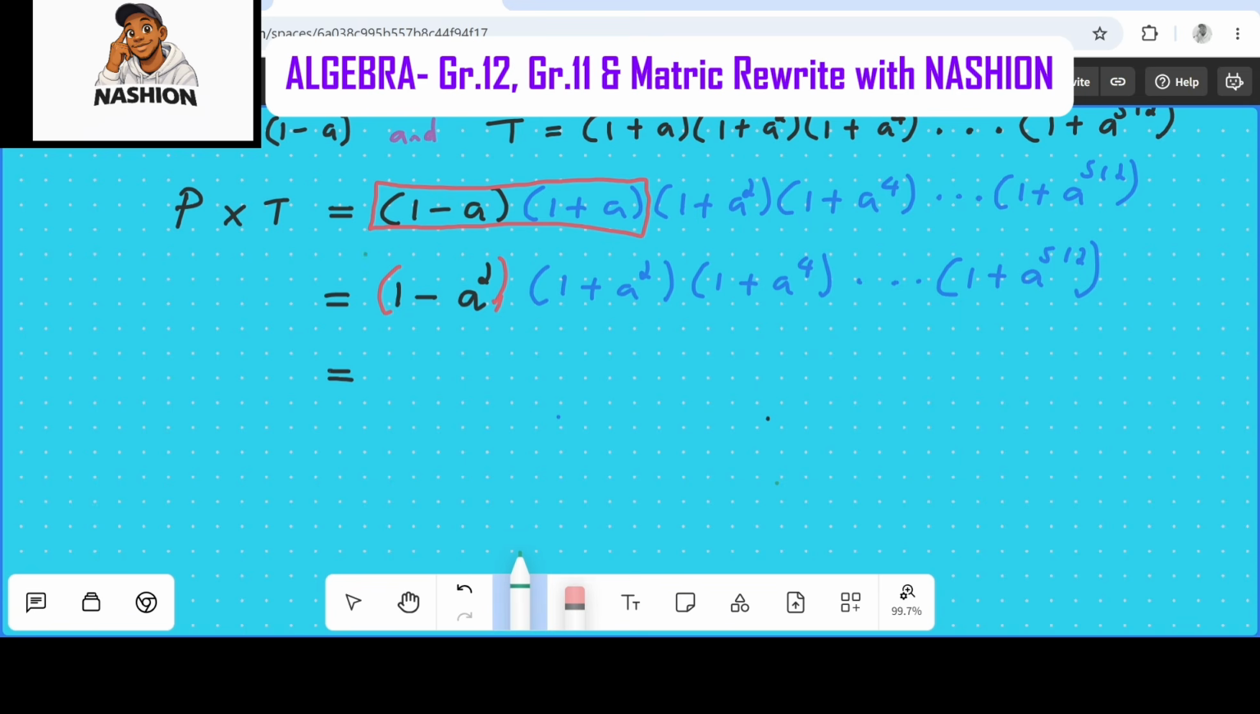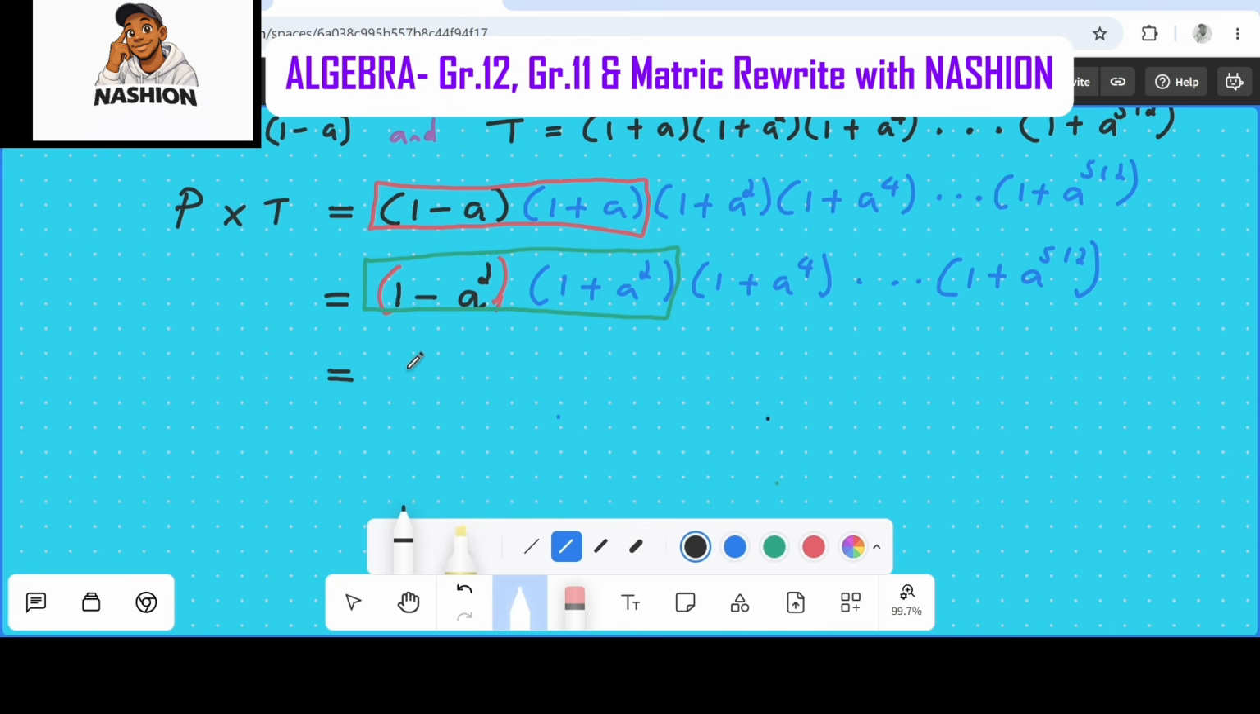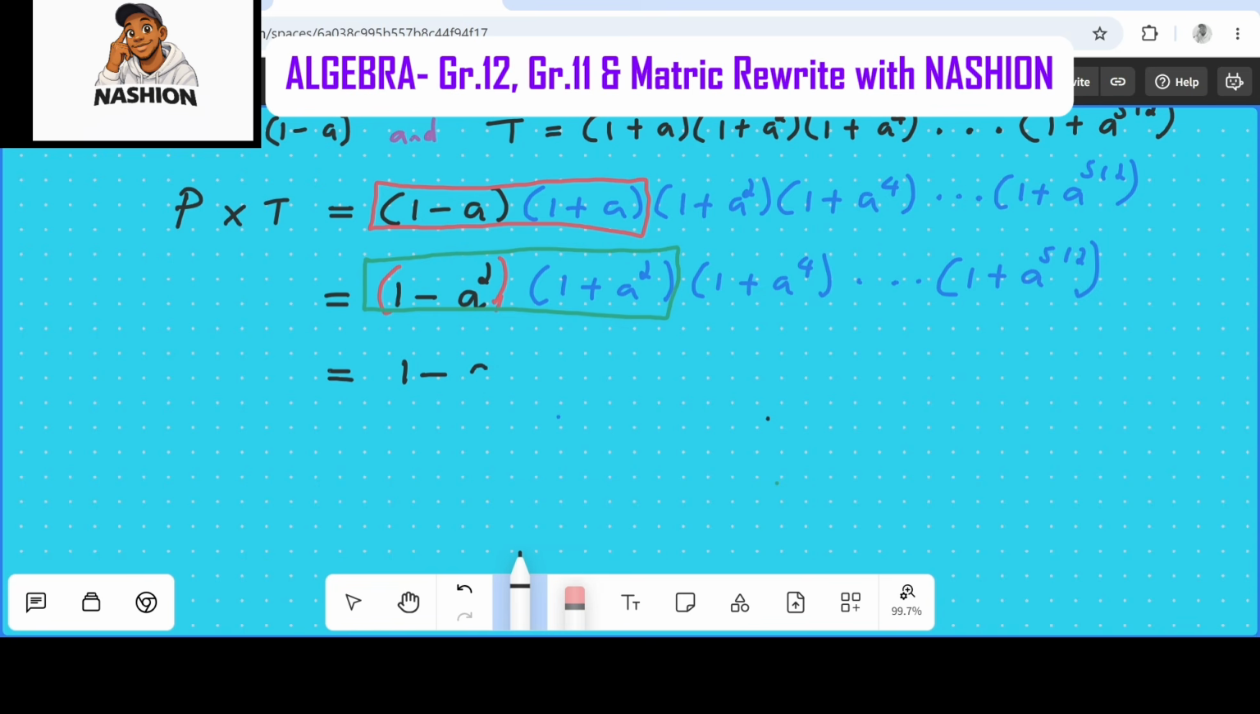Check this out, guys. We have another difference of 2 squares. You see, 1 minus a squared, 1 plus a squared can be written as 1 minus a to the power 4. When you factorize 1 minus a to the power 4, you will get everything in the green box. The difference of 2 squares. Let's write what is left.